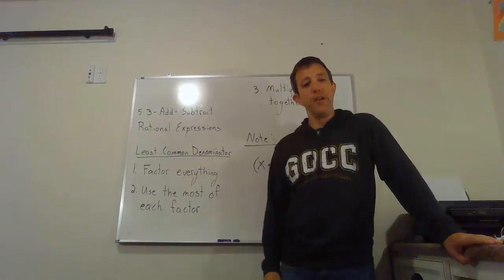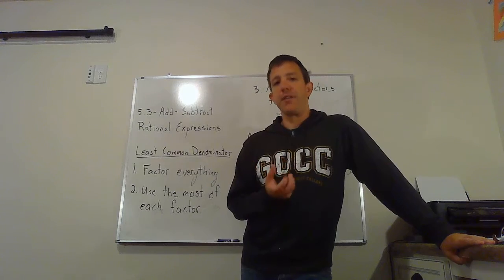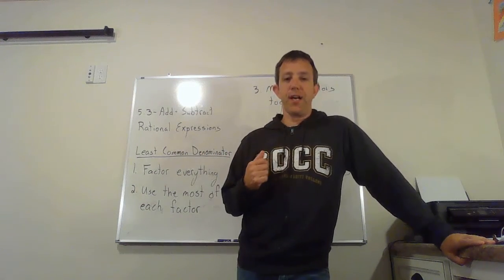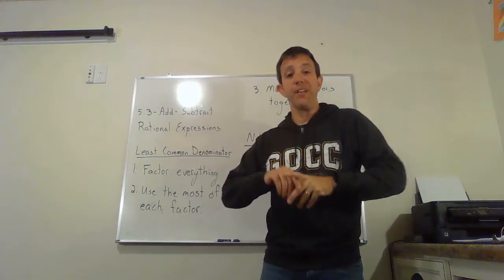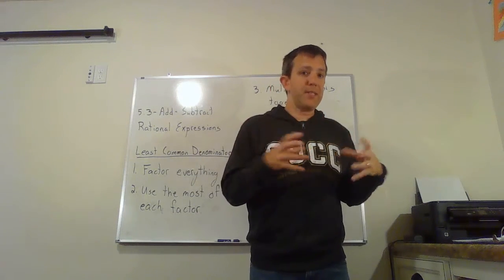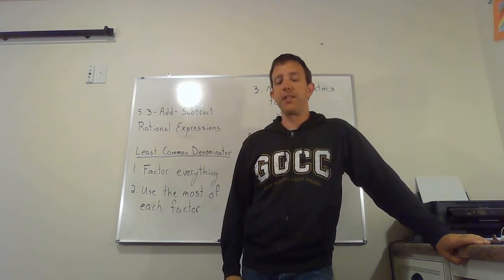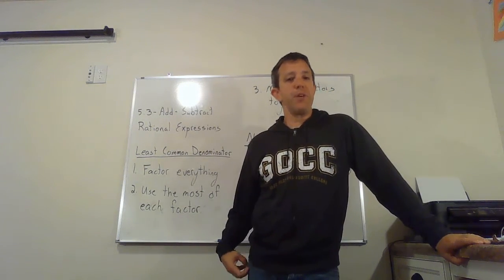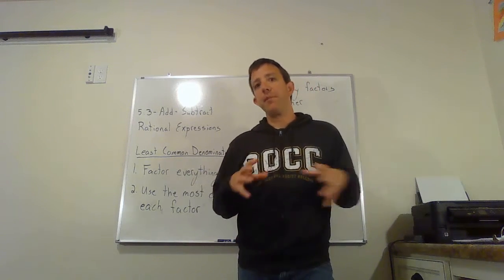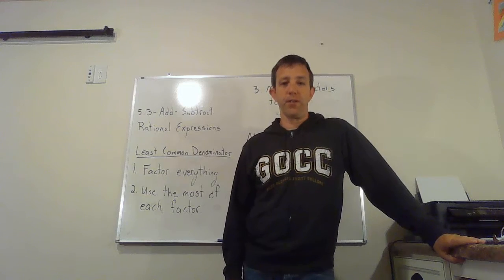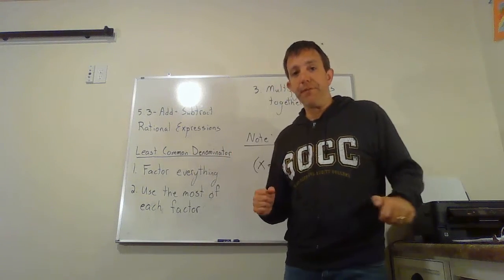Let's get started. Step 1, factor everything. And by everything, I'm really talking about the denominators here. Get all of your denominators factored as much as you can. This is really important because it's going to allow you to see all the pieces that make up your denominators, so you can build the smallest possible denominator. That's good because if you make your denominator too big, it's going to be really hard to work some of these problems. So we want to see all the pieces that we have.